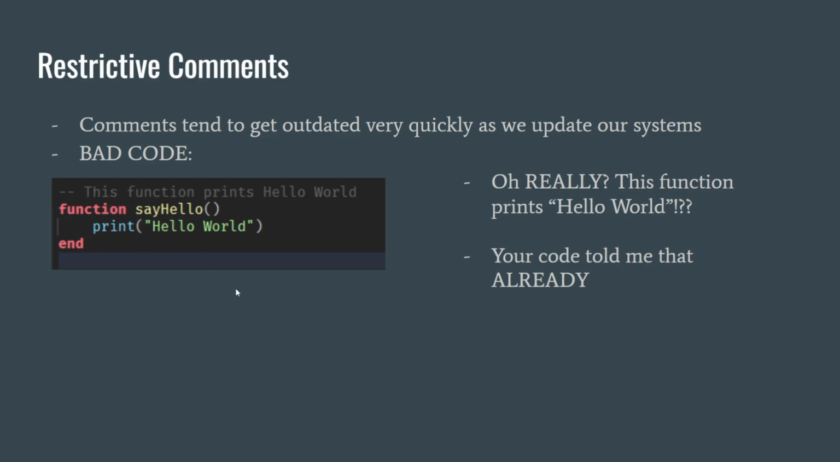Here's some bad code. There's a comment that says this function prints hello world. And there's a function called say hello. And guess what it does? It prints hello world. And when you see this, you should be thinking, oh really? This function prints hello world? Your code already told me that, right? Like your say hello, it already told me that the function prints hello world. So why is there a comment that says that's what it does, right?